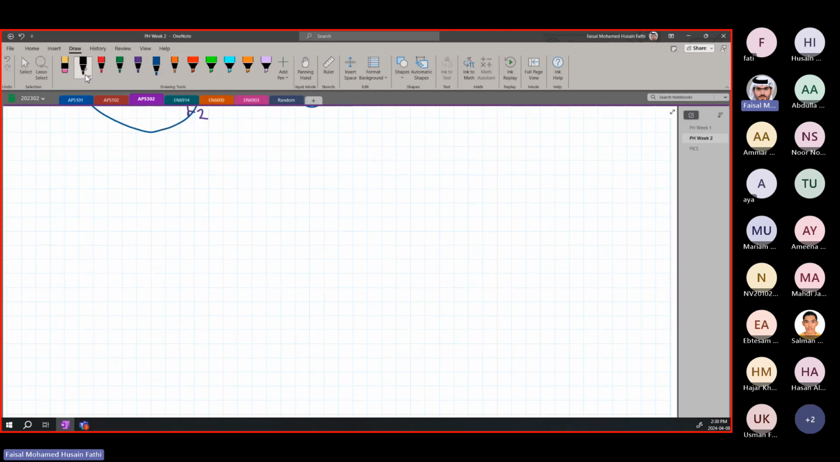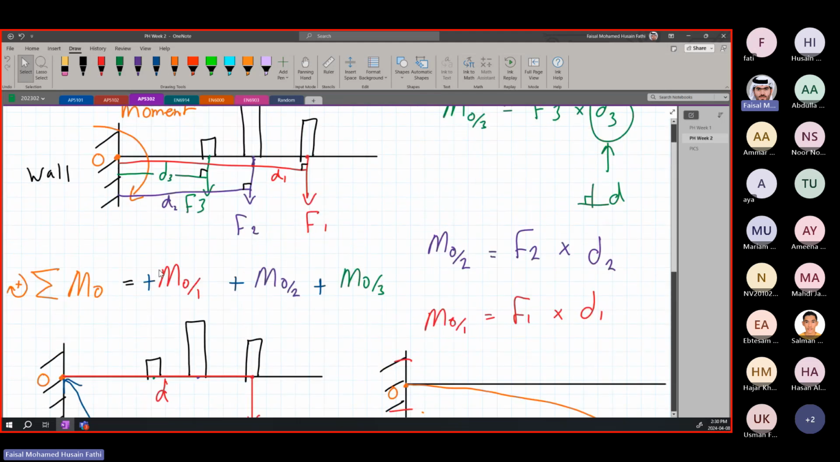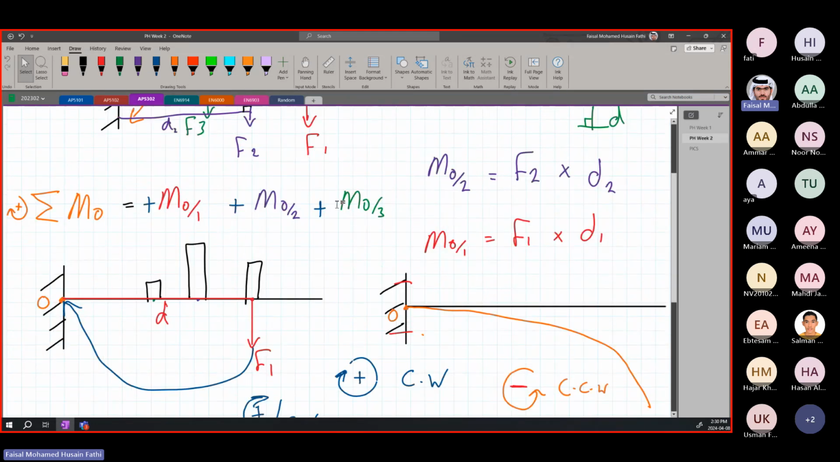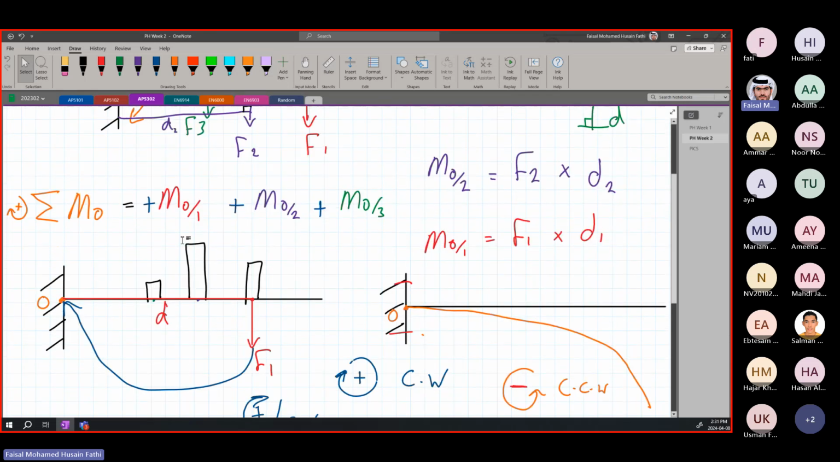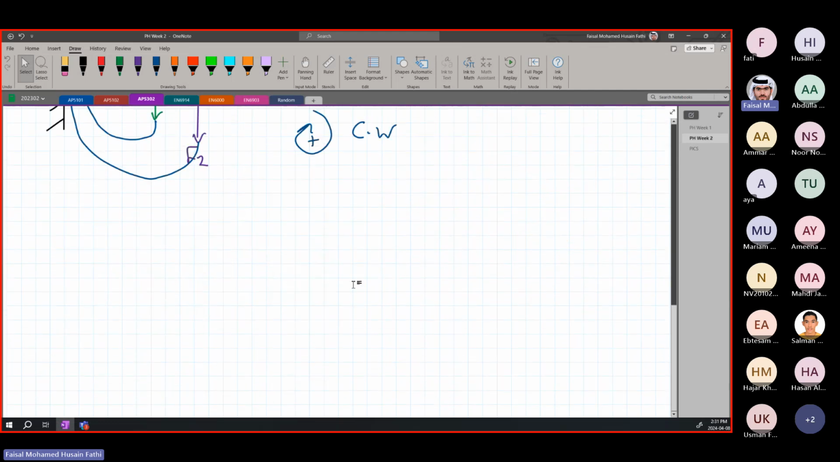Let's say we have a different example. So just to finish this, the sigma moment is just going to be M01, M02, M03. M01 is F1 times D1, M02 is F2 times D2, and M03 is F3 times D3. So we're just going to find the total moment around O. We're just going to add all these moments. Why did we add? Because they're all causing the moment in the same direction.